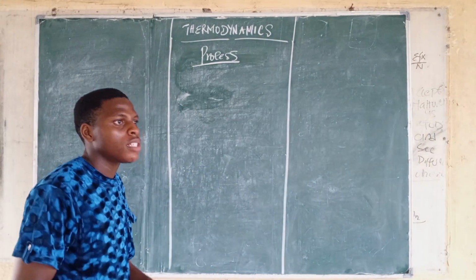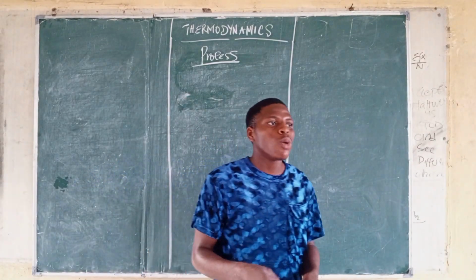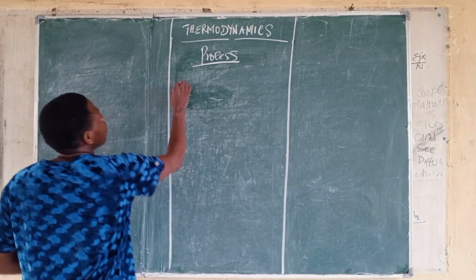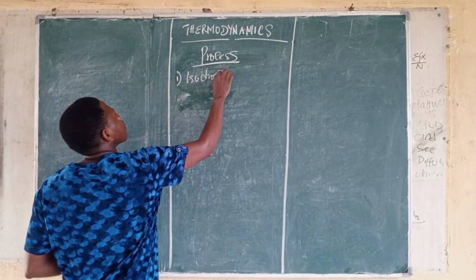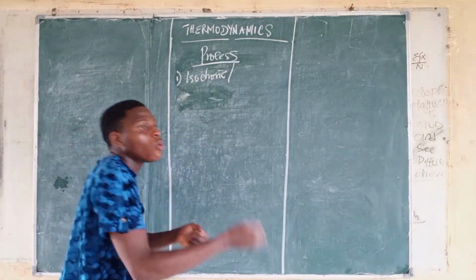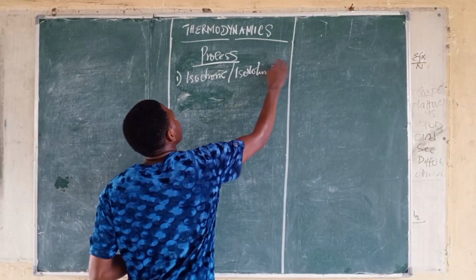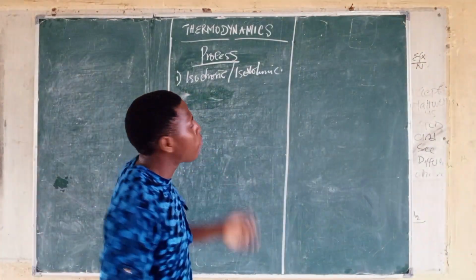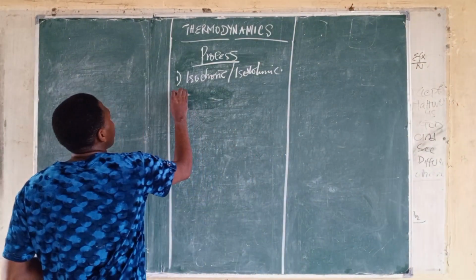In thermodynamics, we basically have 5 processes. The first one is what we call the isochoric process. If you are not hearing isochoric, then you hear isovolumic. So the first one is the isochoric process. Now the second one is what we call the isobaric process.